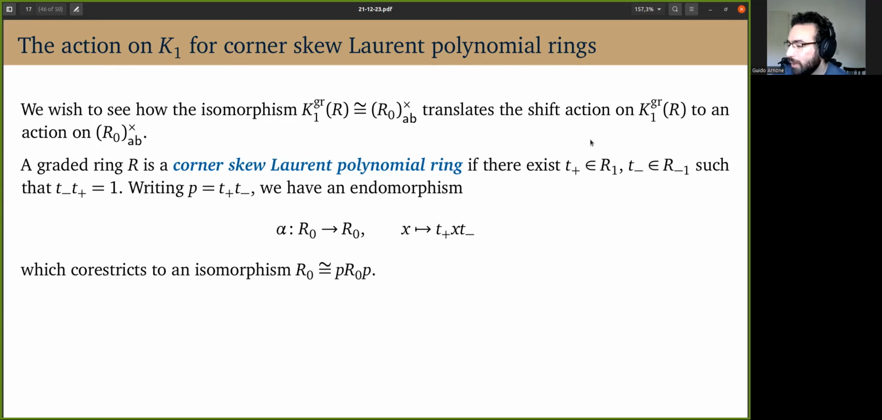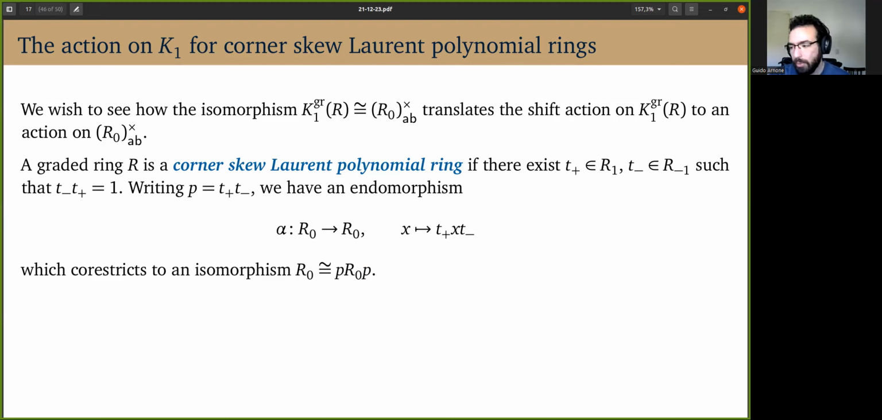Sorry, yeah, here Willie says in the chat that t plus is left invertible. Okay, so each time you're in this situation, you have a map which takes a degree 0 element and multiplies by t plus on the left and t minus on the right. And that not only is an endomorphism, it is actually injective, and its image is this corner that I've written here, which is the corner associated to the idempotent t plus t minus.